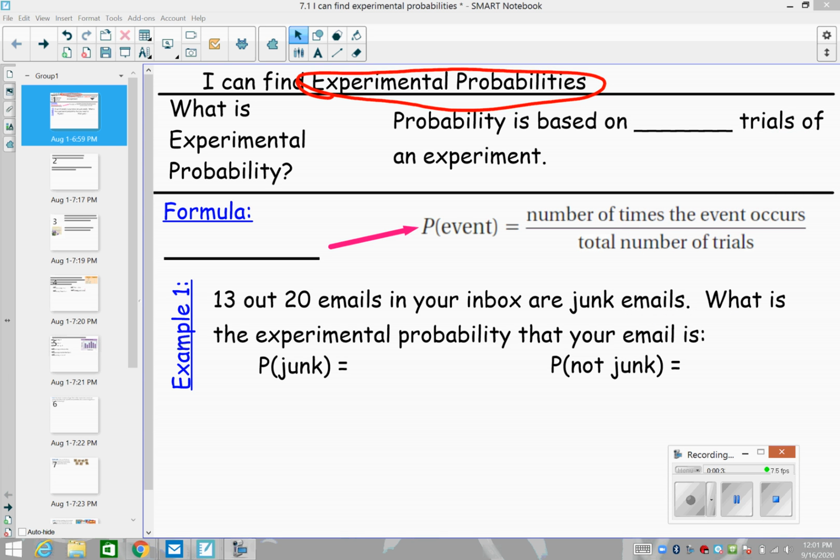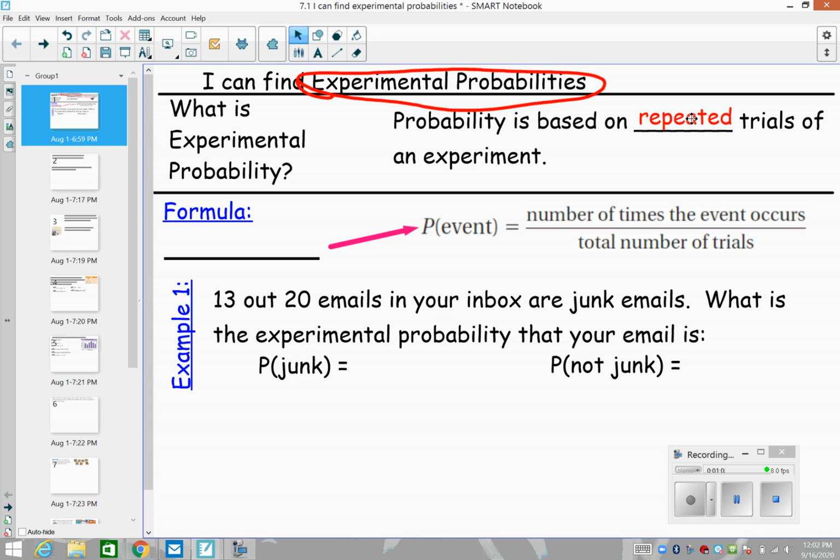So experimental probability is based on repeated trials of an experiment. Flipping coins is probably one of the most well-known experimental probabilities of something that you can do in class that's inexpensive for a group of kids to see how a repeated trial works. So flipping a coin over the course of time, we always say 50-50. What we mean by that is we assume that it should be 50% heads, 50% tails.